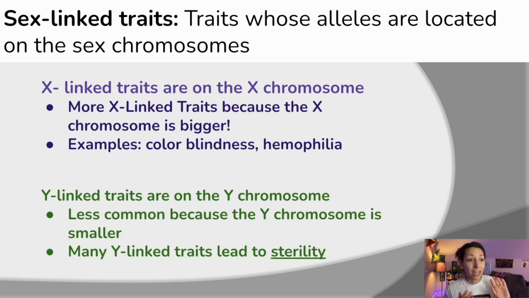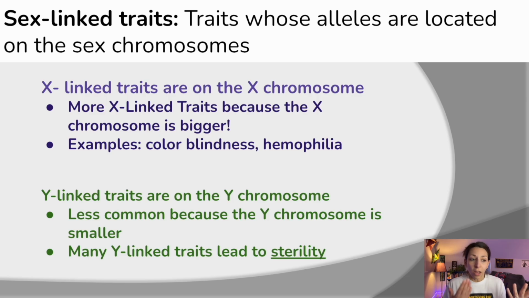Let's move ahead now to talk about sex-linked traits, which is another different type of inheritance that we see in humans. So these are traits that have alleles that are located on sex chromosomes. So in a human karyotype, there are 23 pairs, so 46 total chromosomes, and 2 of those are sex chromosomes. In biological females, it's an X and an X. In biological males, it's an X and a Y.